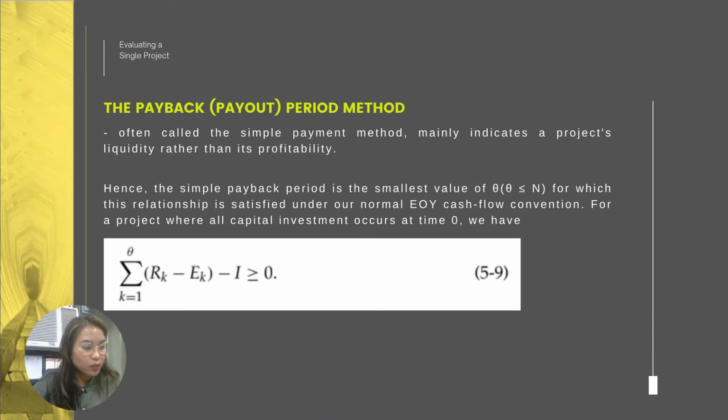Okay, so now we will discuss the payback or payout period method. This is often called the simple payment method, which mainly indicates a project's liquidity rather than its profitability. In the introduction of this lecture, I mentioned the payback period with a brief discussion about it. Hence, the simple payback period is the smallest value θ for which the relationship is satisfied under our normal end-of-year cash flow convention.